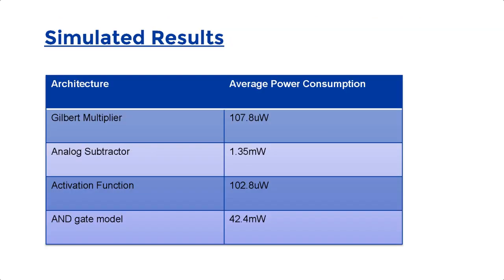These are the simulated results of each subcomponent and the integrated AND gate model. The Gilbert multiplier gives 107.8 microwatts, the analog subtractor gives 1.35 microwatts, and the activation function gives a power consumption of 102.8 microwatts. With all of these integrated into an AND gate model, it gives an average power consumption of 42.4 milliwatts.